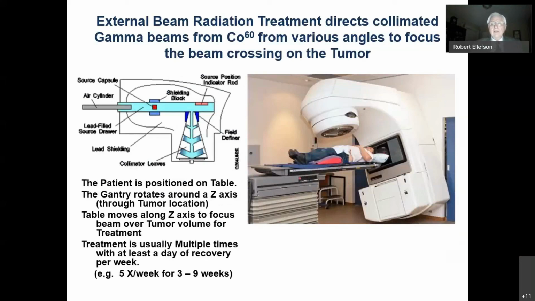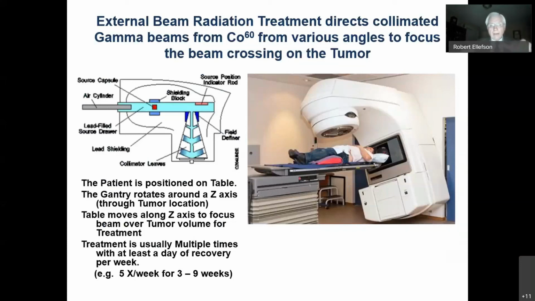Here there's a collimated gamma beam from cobalt-60. Cobalt-60 is on a cylinder that compressed air can move into position so that you get a beam. The beam is defined by the collimator leaves that are lead absorbers. And so what comes out is a very, very well-defined beam that is along a particular axis.